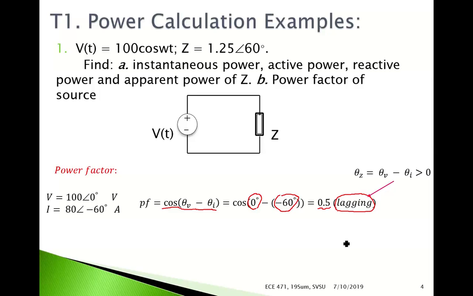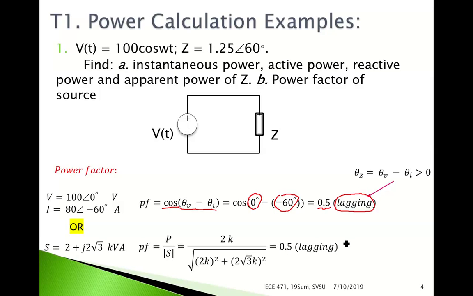The second way to find the power factor is based on the apparent power, 2 plus 2 square root of 3 j kVA, from which we can easily apply a division between the active power and the magnitude of the apparent power. Be careful here, it is the magnitude, which equals the square root of the real part squared plus the imaginary part squared.